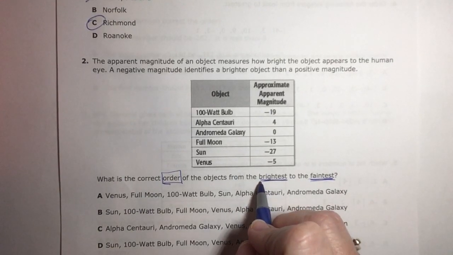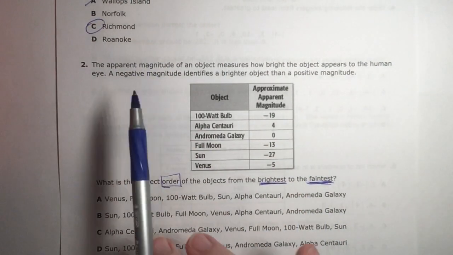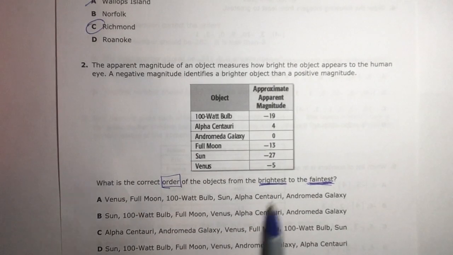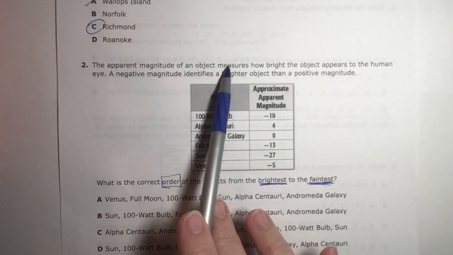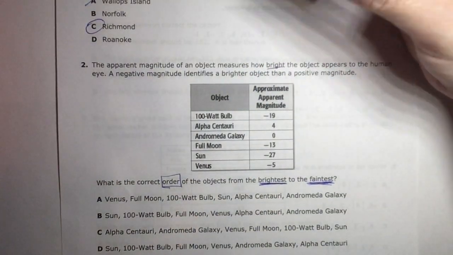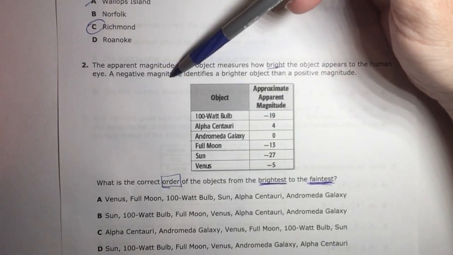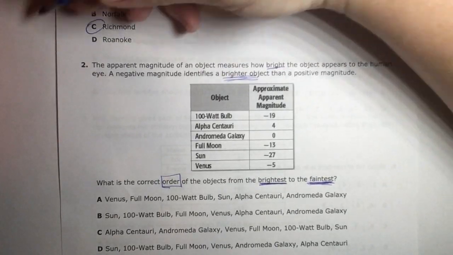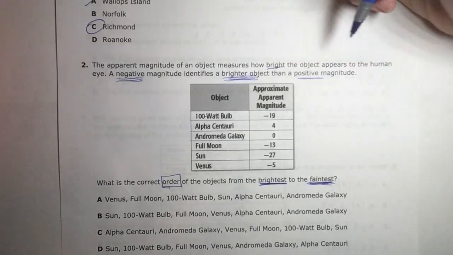So I need to look for brightest or faintest somewhere else in here. Let's see if we can find it. It's got to give me more information. The apparent magnitude of an object is how bright an object appears to the human eye. A negative magnitude identifies a brighter object, so negative is brighter than positive.